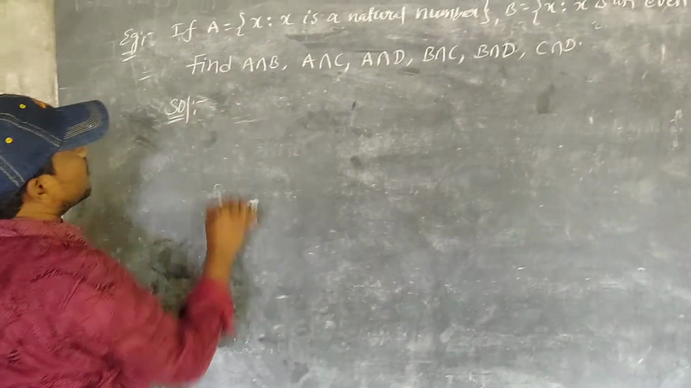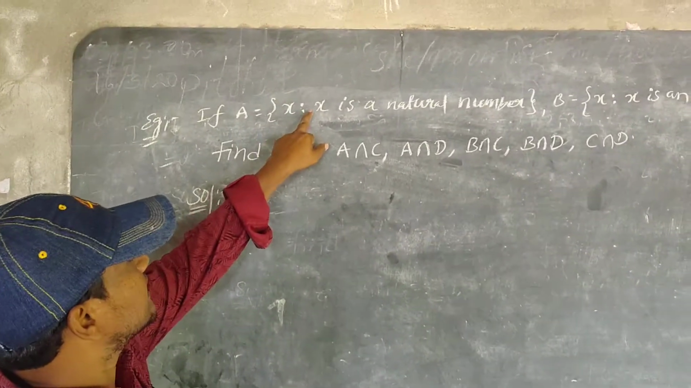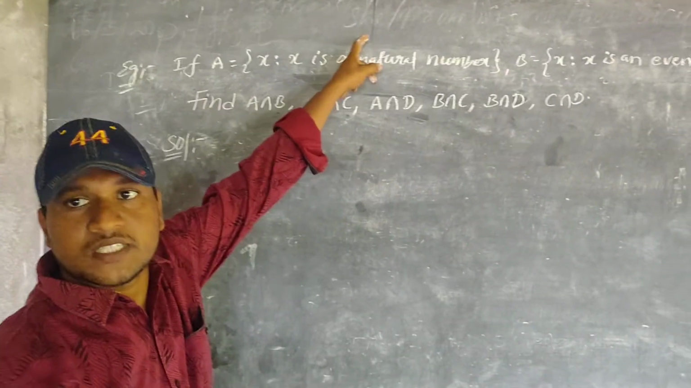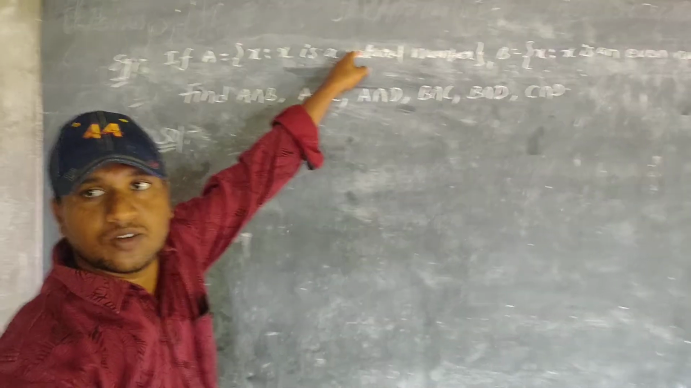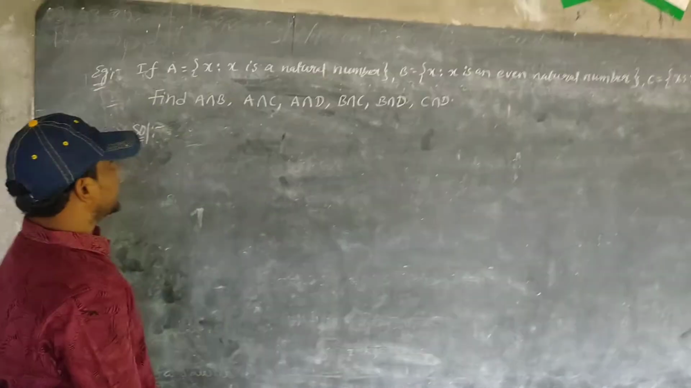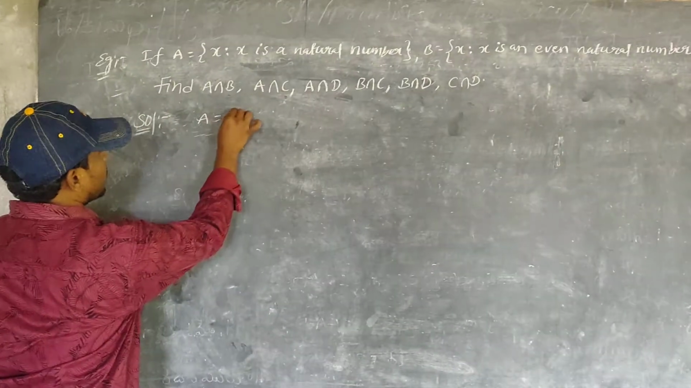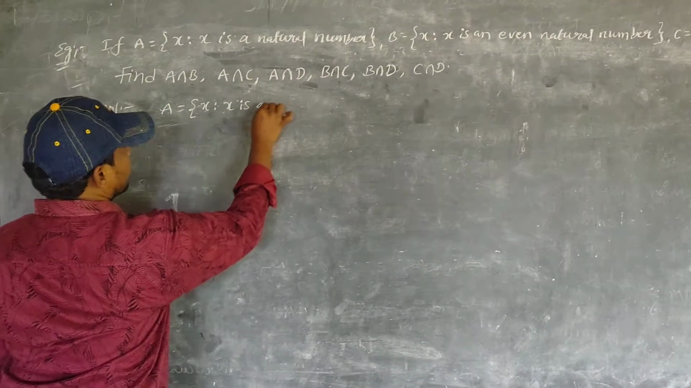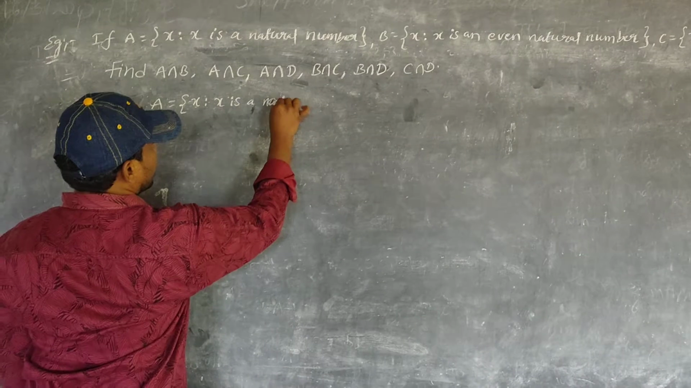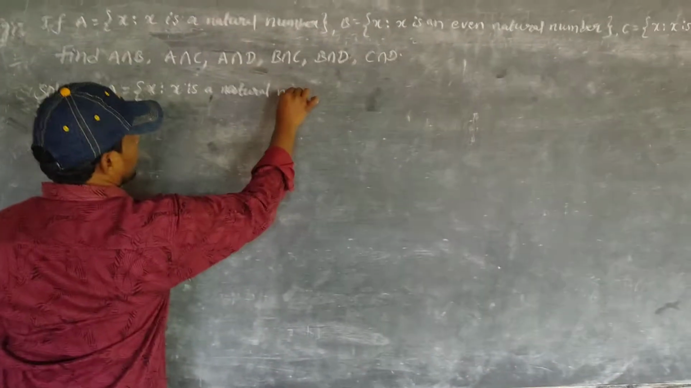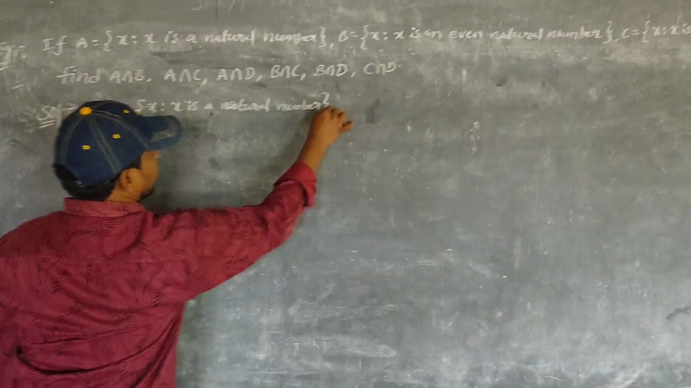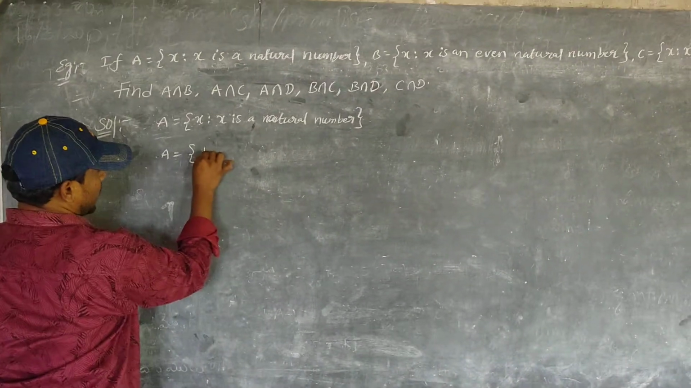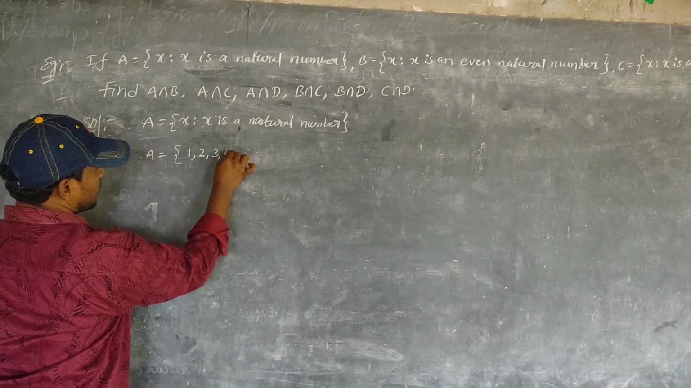Already given. What is given in the first set? {x such that x is a natural number}. It is set builder form. First of all, write it in roster form. A is equal to {x such that x is a natural number}, given only in set builder form. Write it in roster form: {1, 2, 3, 4, and so on}.